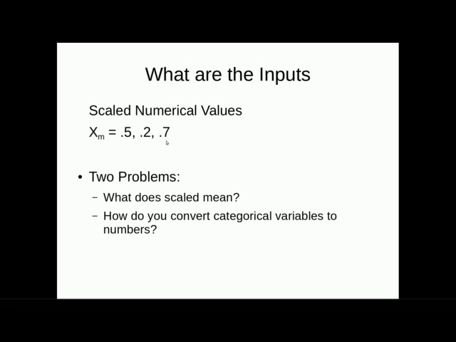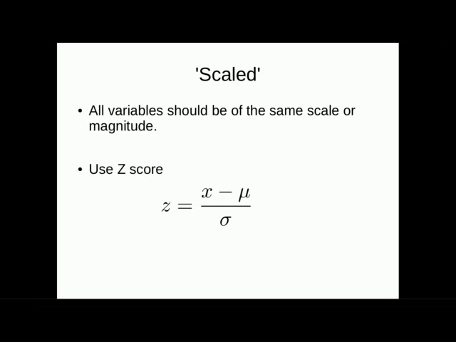But there are two problems with that. What does scaled mean? I haven't really defined that term yet. And also, how do we convert categorical variables to numbers? If you remember back to the Titanic data set, we had categories. So how do you get a category to a number? We'll talk about that in a second. First, let's talk quickly about scaled.